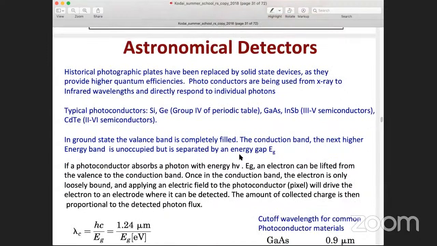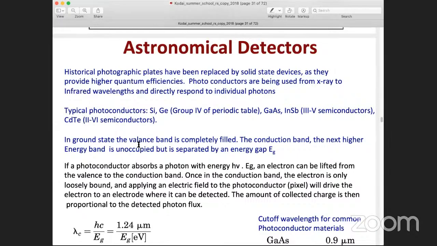Historically, the photographic plates have been replaced by solid state devices, as they have provided higher quantum efficiency compared to the photographic plates. We have higher quantum efficiency in CCDs. Photoconductors are also being used from X-ray to infrared wavelength, directly responding to individual photons. In a typical photoconductor: silicon, germanium, group 4 of the periodic table; gallium arsenide, indium antimonide, these are groups 3 and 5; and cadmium telluride, groups 2 and 6.